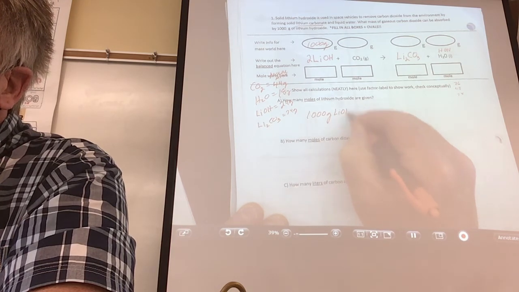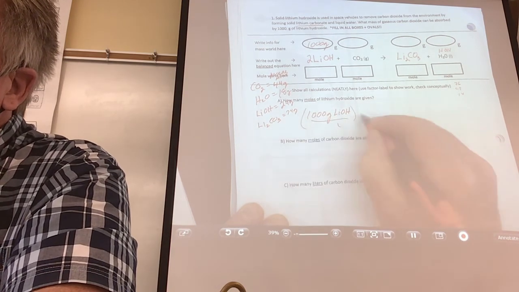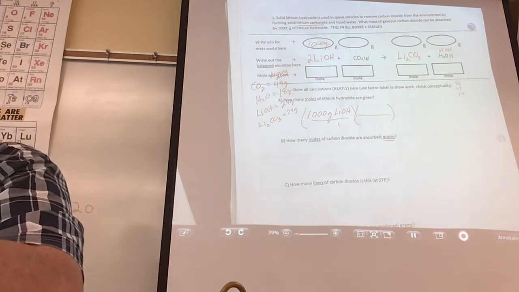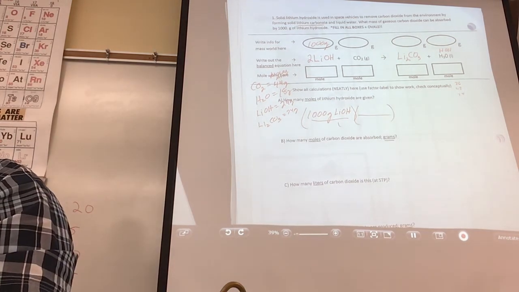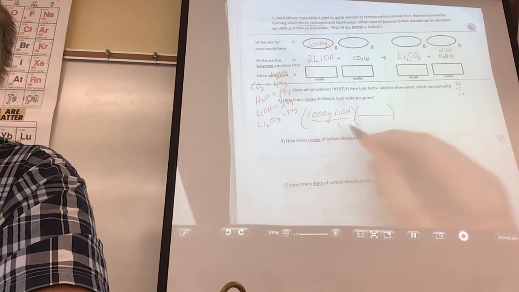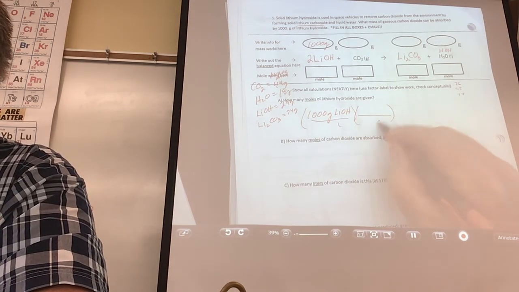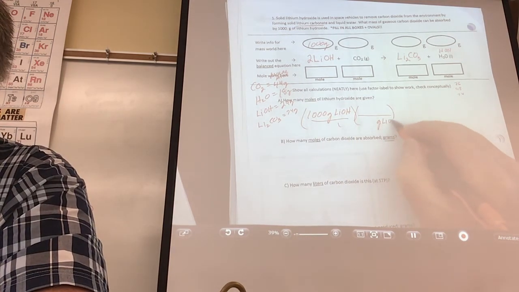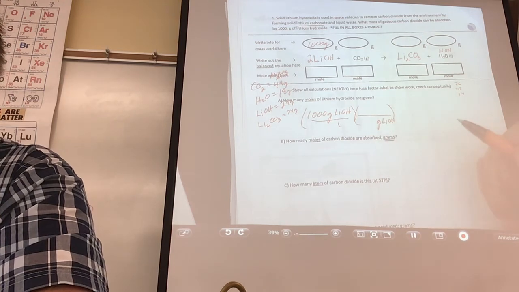Very good. Okay, now here we go. This is the key to factor label. Whether you do it next year, 2 years from now, whatever. What label has to go away right now? Grams. Grams of lithium hydroxide. What would you like to replace it with? Moles.